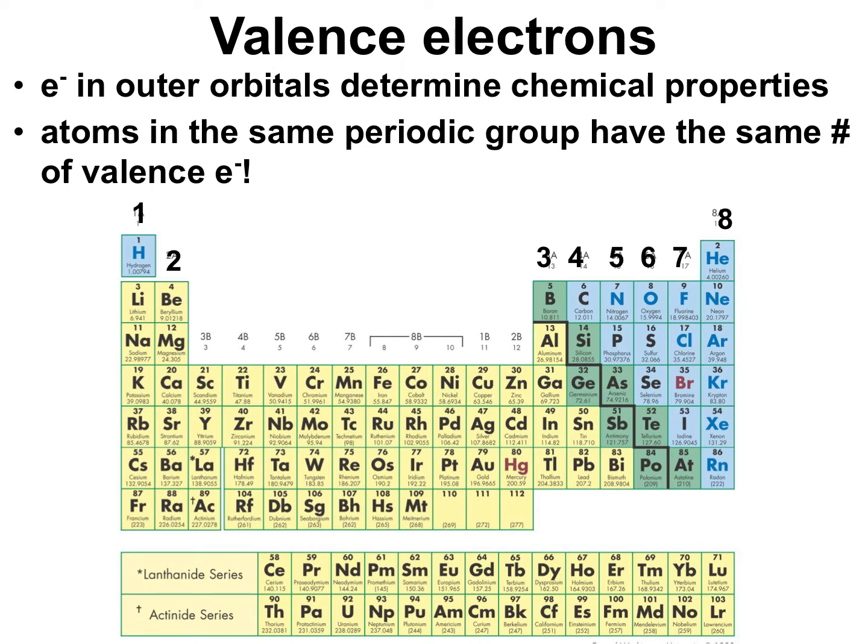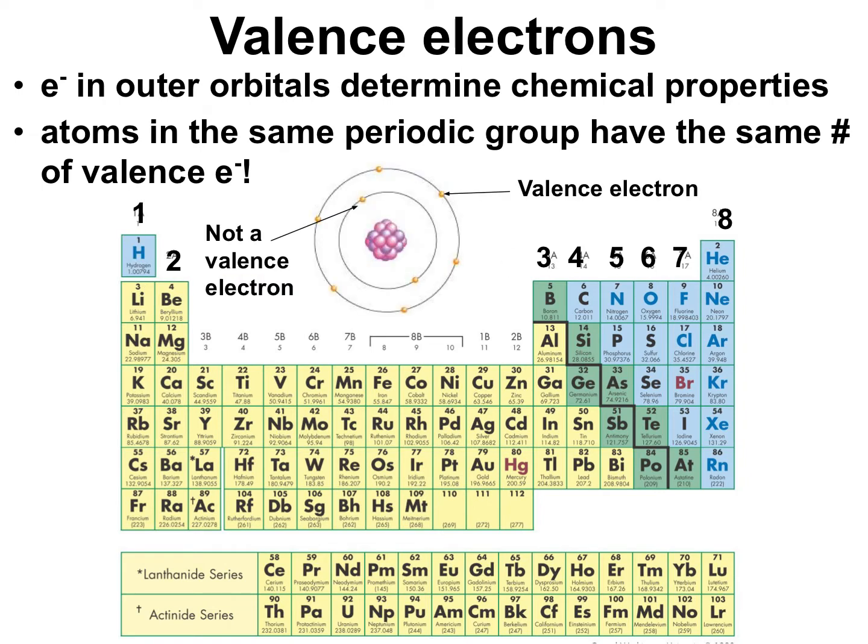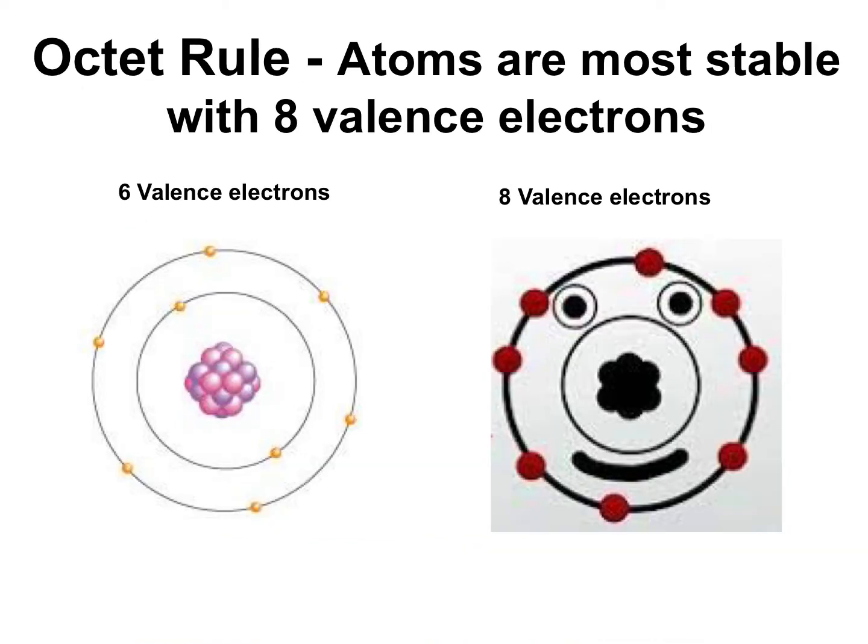The groups on the periodic table are organized based on how many valence electrons an atom has, 1 through 8. Now, remember, valence electrons are the electrons in just the outer shell, the outer electron cloud of an atom. Valence electrons help determine the chemical properties or reactivity of an atom. One other thing to remember about valence electrons is the octet rule. The octet rule reminds us that atoms are most stable with a full outer shell of valence electrons.